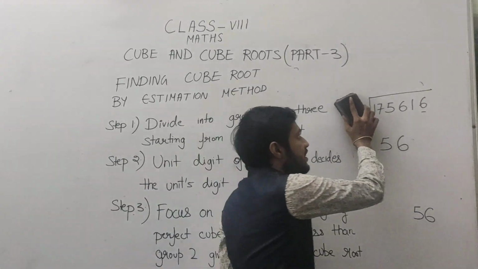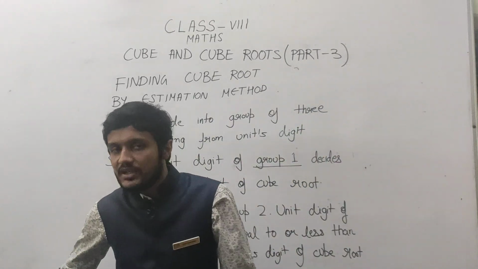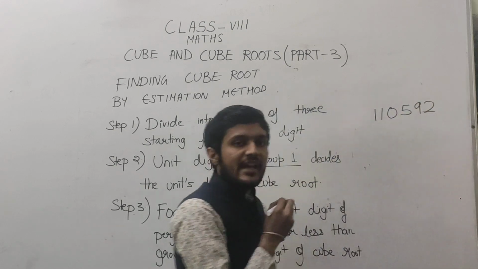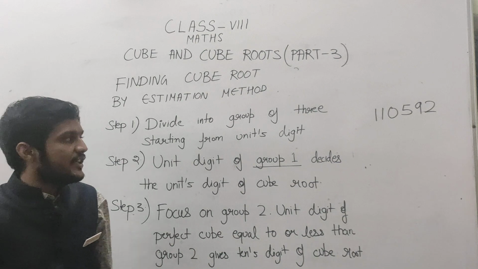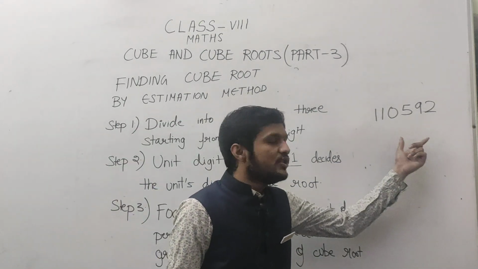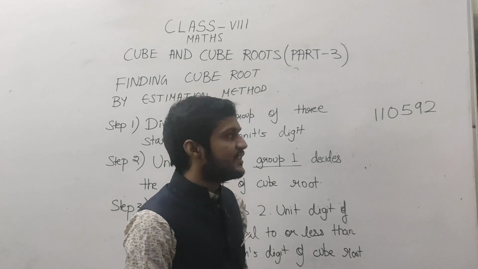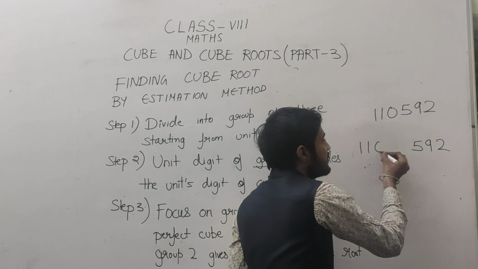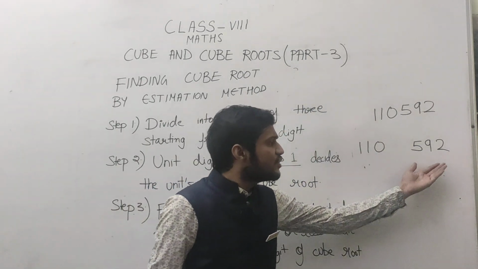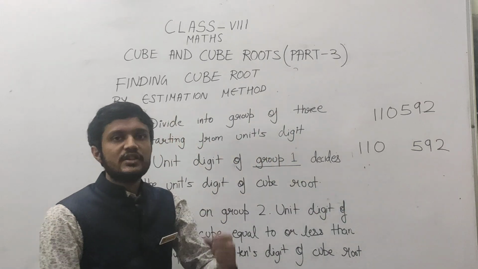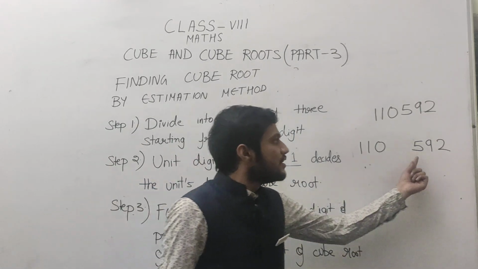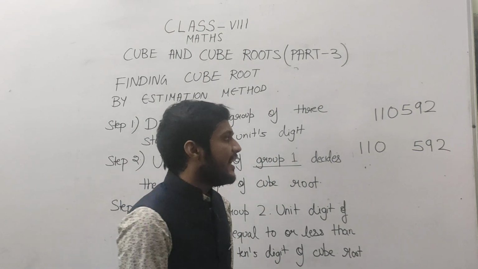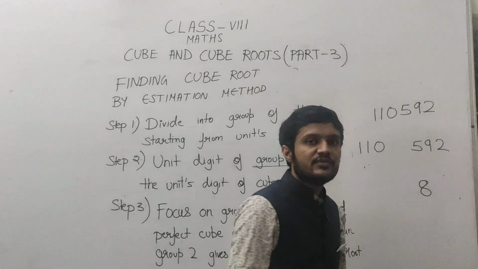One more example: find the cube root of 110592 by estimation method. Again, firstly you have to divide this number into groups starting from the unit digit. So the first group is 592 and the second group is 110. The unit digit of group 1 will give you the unit digit of your cube root. This number is ending with 2. So you know that if a number ends with 2, then its cube root always ends with 8.